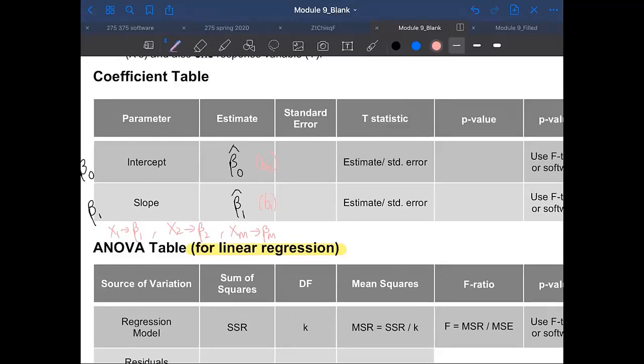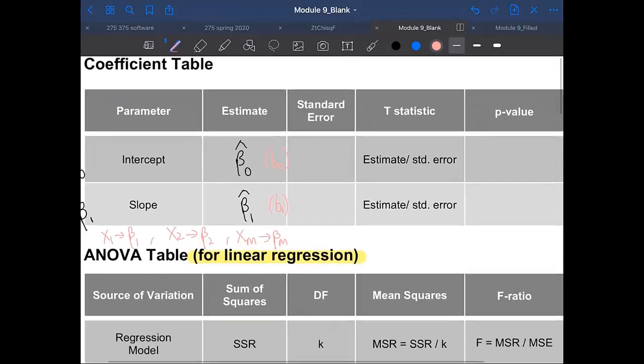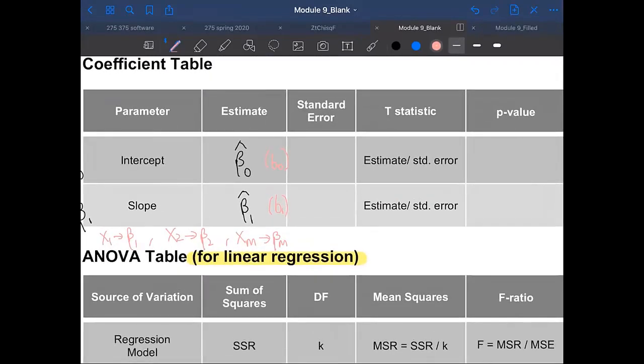I know it's a little bit confusing, but I like to point it out in case you see different notations. There is also a column for standard error. Typically the numbers you get in this table are estimated using software, it could be Excel Stat, it could be some other software. The standard error here is just the standard error of beta 0 hat, and this is the standard error of beta 1 hat. Those are pretty straightforward.